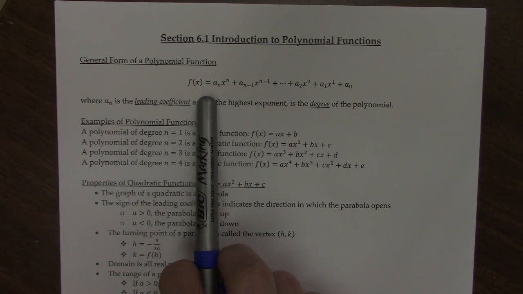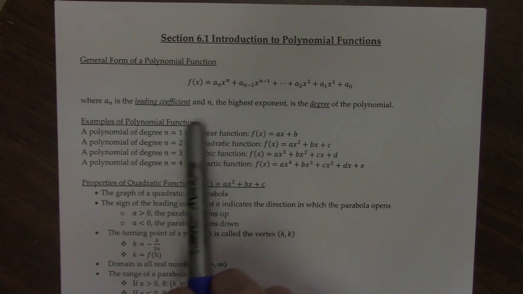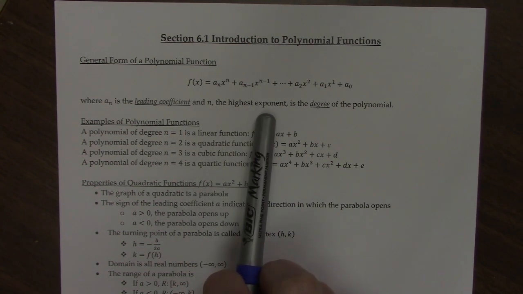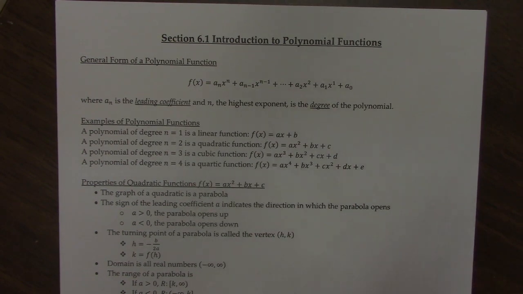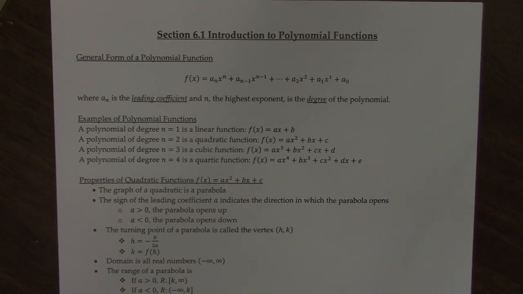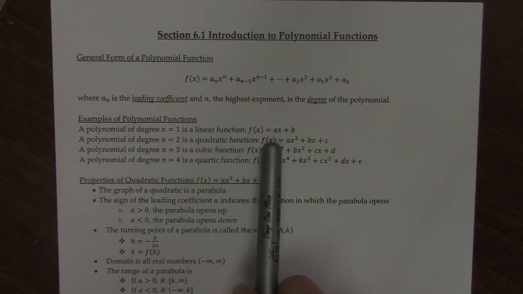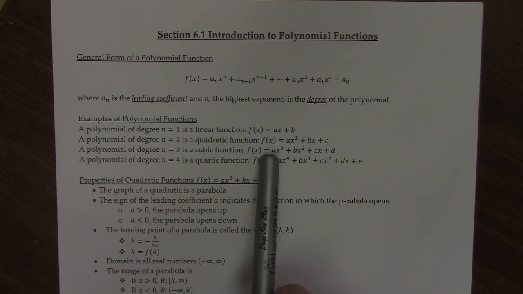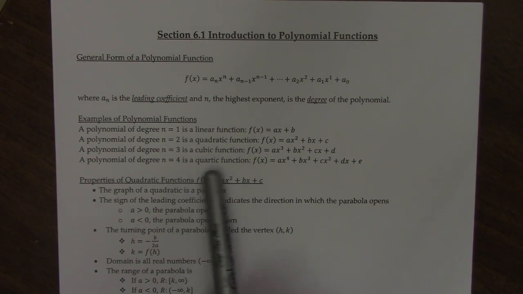We call the first term, a sub n, that is attached to the highest power of x, the leading coefficient, and n, the highest exponent, is what's known as the degree of a polynomial. Now the first four polynomial functions, degrees 1 through 4, actually have special names associated with them. So a polynomial of degree 1 is a linear function. Degree 2, we call that a quadratic function. 3 is a cubic, and 4 is a quartic.